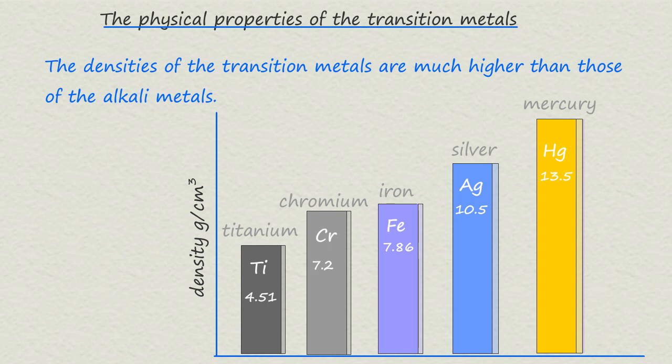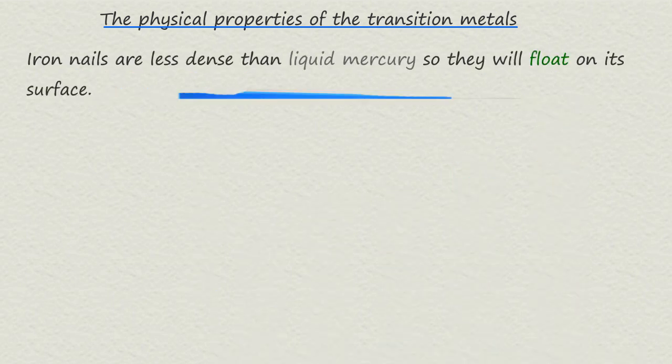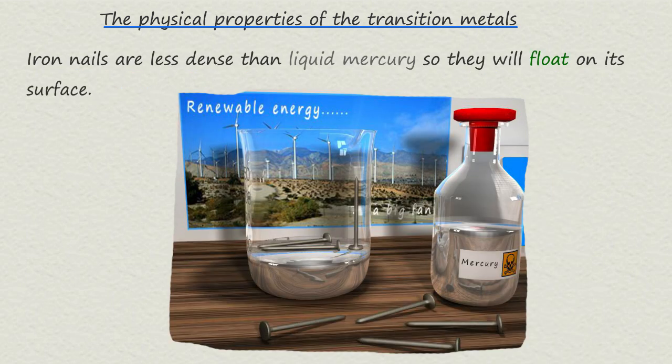For example, metals such as iron have a density of 7.86 grams per cubic centimetre, and mercury, with a density of 13.5 grams per cubic centimetre, are much more dense than any alkali metal. In fact, the density of mercury is almost double that of iron, and nails made of iron will actually float on top of liquid mercury.